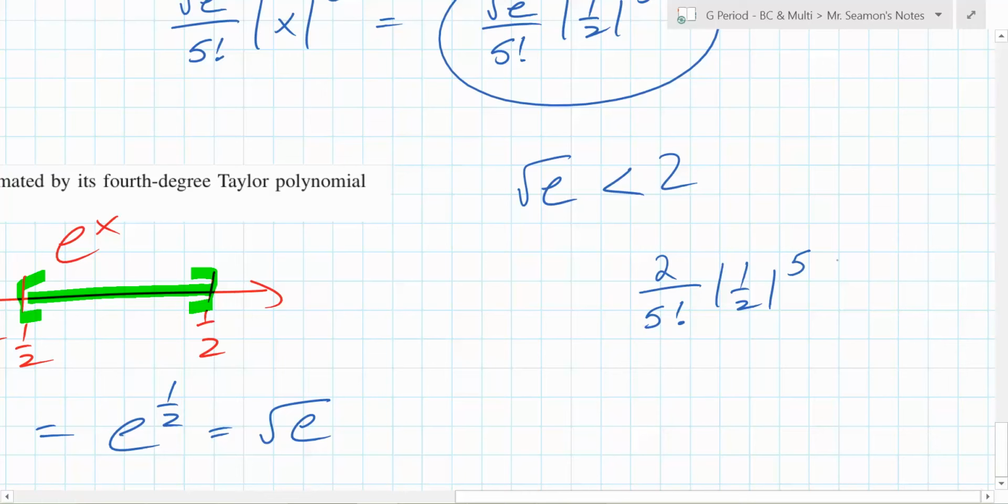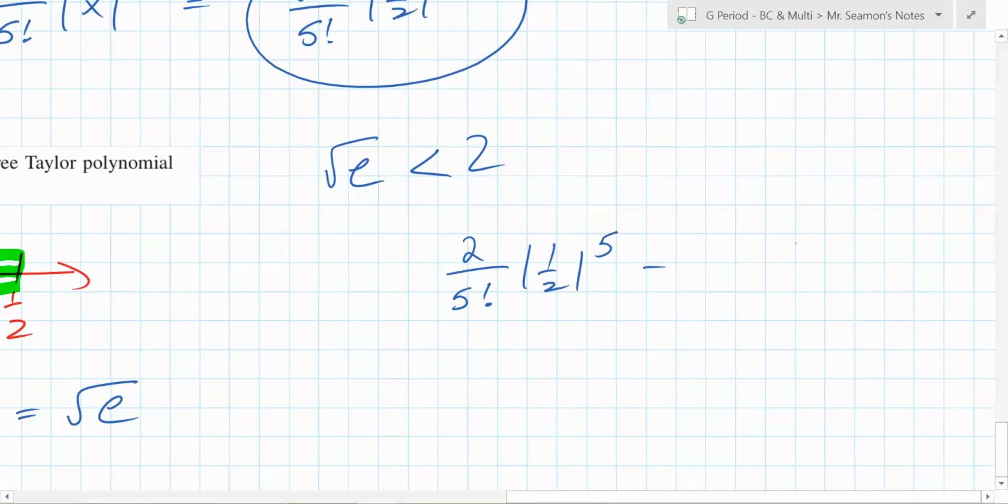What's the point of doing that? Why would we ever want to do that? Does this simplify nicely? Yeah, it does. So what do you end up with? You end up with 2 over 2 to the 5th times, what's 5 factorial? 120. Does that kind of make sense right there? So you end up with 1 over 2 to the 4th times 120.